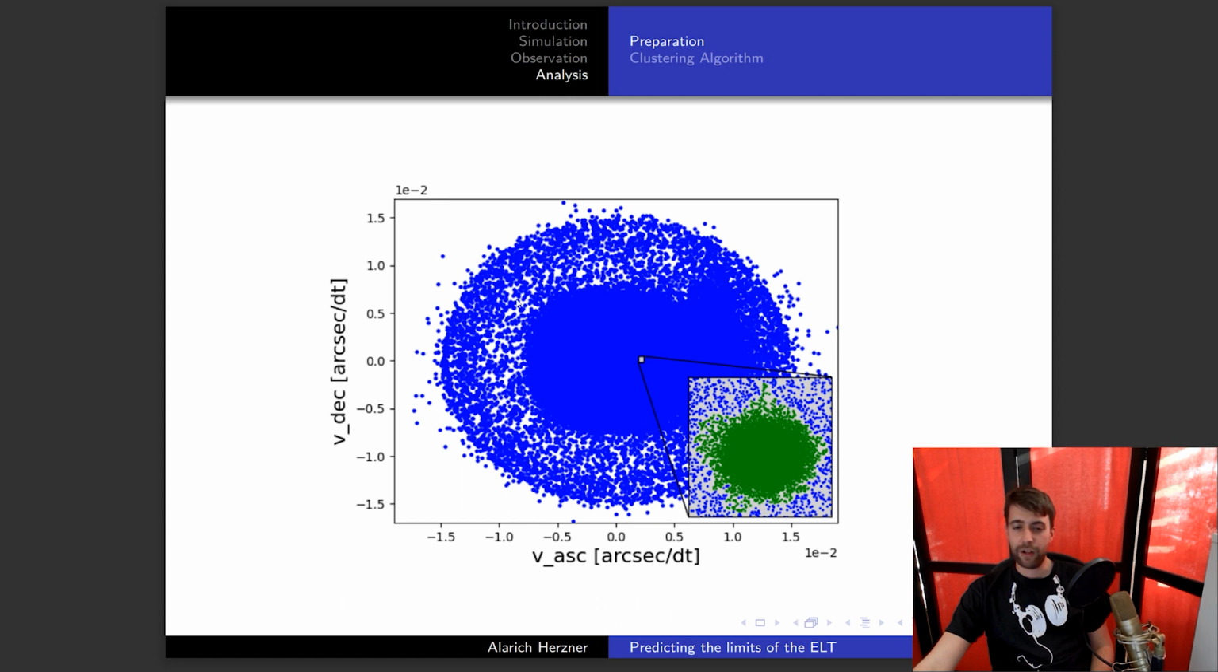So looking here at the velocities, here you can see velocity in one direction, velocity in the second direction, resulting from this velocity approximation. And here in blue are the velocities of the field stars, but here zoomed in all the way from the cluster, here in green, these are the velocities of the cluster stars. So you can see they are very close to each other compared to the field stars. So this is a very nice basis, or very nice data, to perform a clustering algorithm on. So what I ended up doing is only using the velocities and completely ignoring the positions themselves. Well, the velocities are calculated from the positions, so in that sense I do take them into account, but not directly.